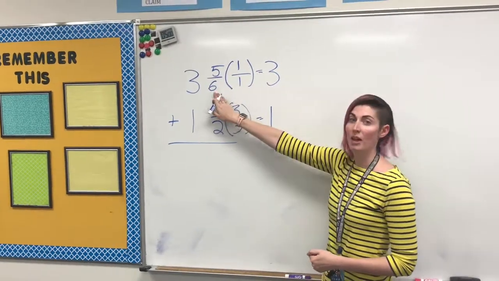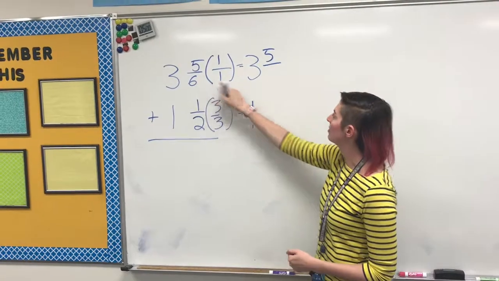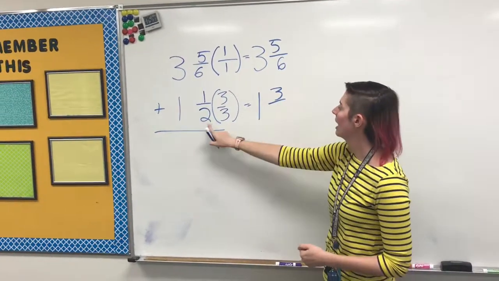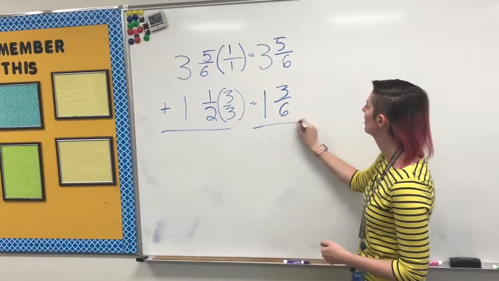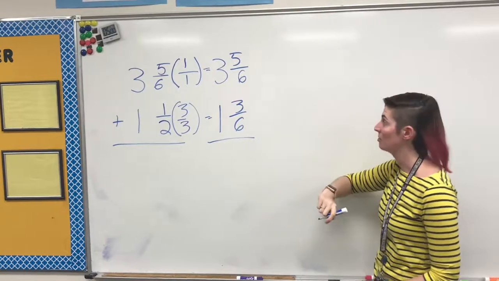Top times top, bottom times bottom. 5 times 1 is 5. 6 times 1 is 6. 1 times 3 is 3. And 2 times 3 is 6. We have our common denominator. Now we can add, always starting with our numerators.